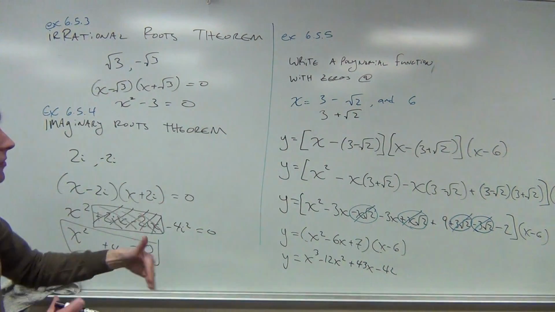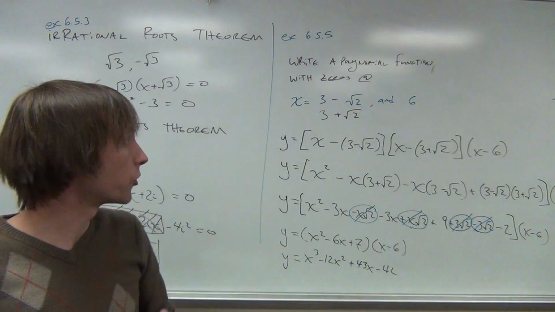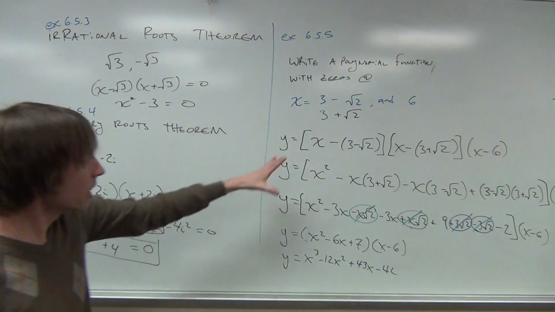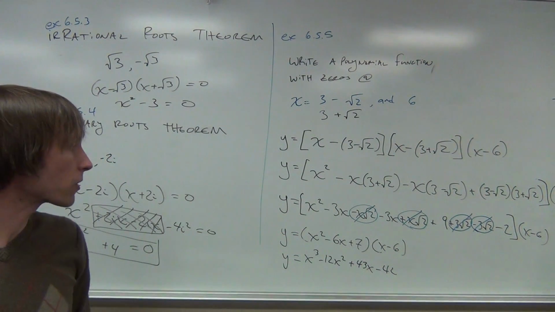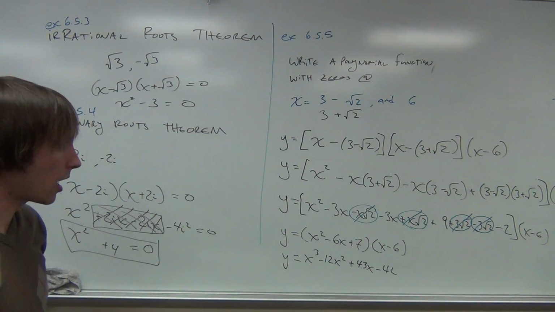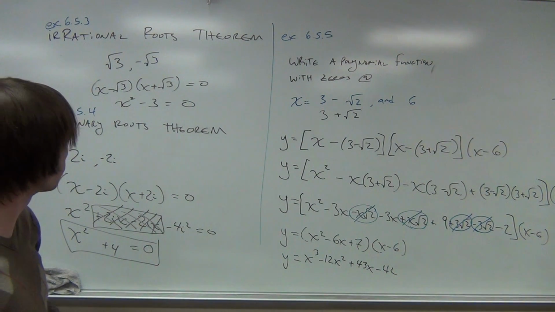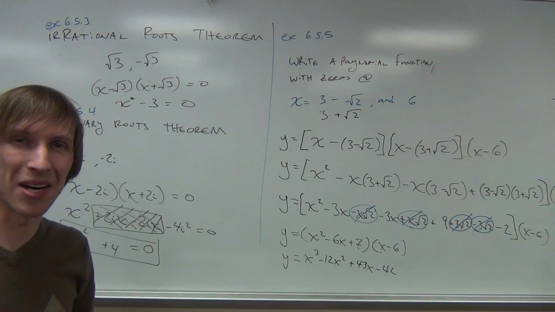Now, we could do the same thing if, instead of the square root of 2, it were 2i. 3 minus 2i, 3 plus 2i, and 6. It's still going to work out very similar. You're going to have some different signs in here. But for the most part, I think that you'll be quite happy with how all of that plays out. So yeah, that's the irrational roots theorem and the imaginary roots theorem.